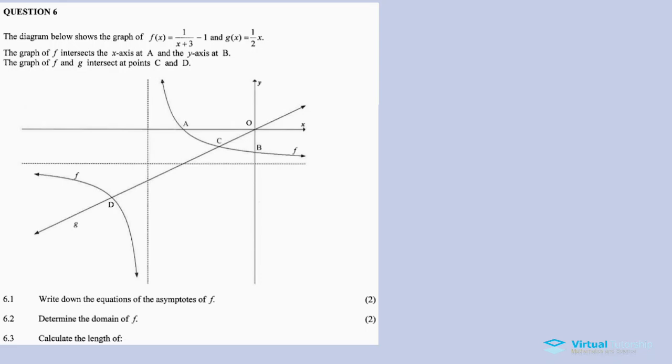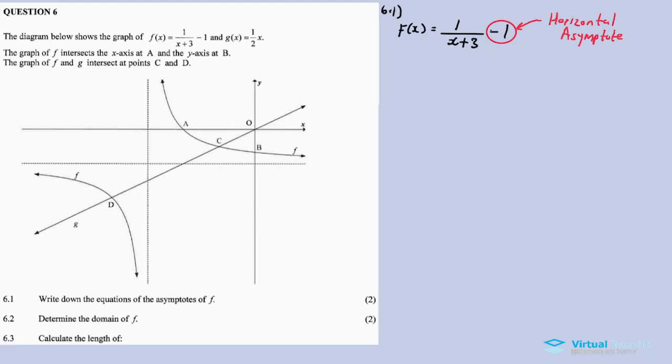6.1: Write down the equations of the asymptotes of f. This is f of x, right? f of x is equal to 1 over x plus 3, minus 1. This constant is the horizontal asymptote, which is y equal to minus 1.